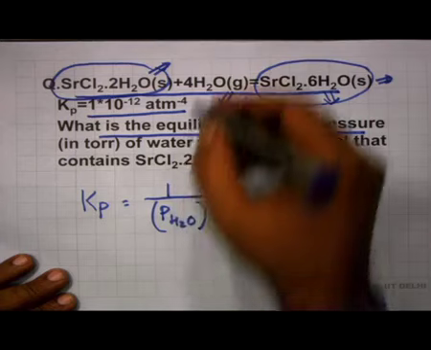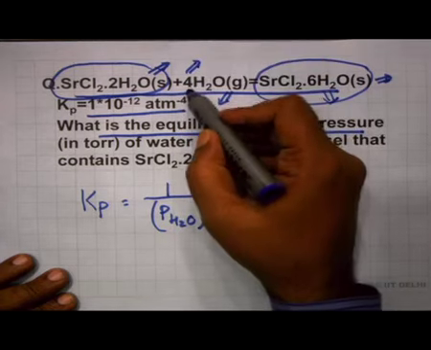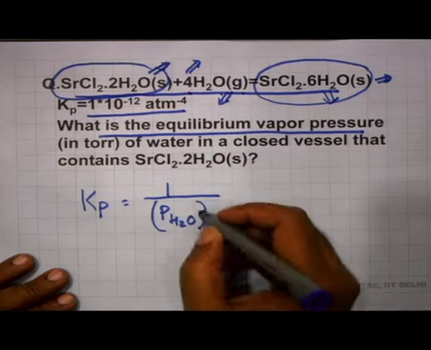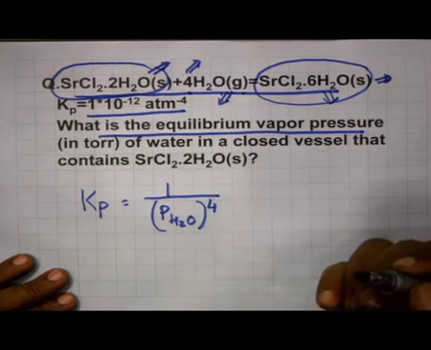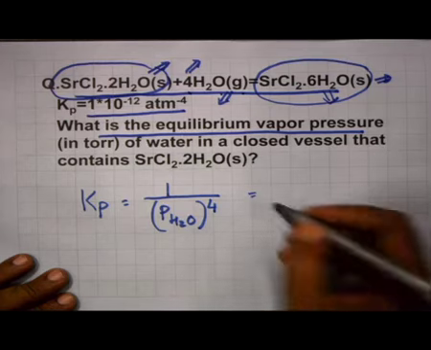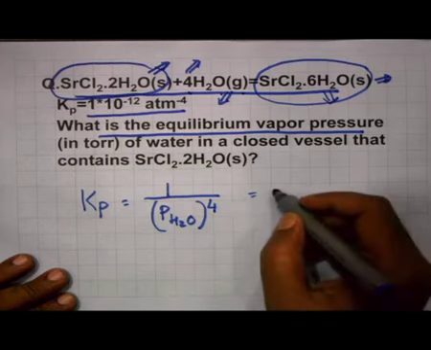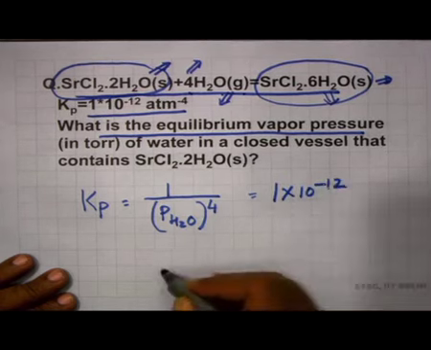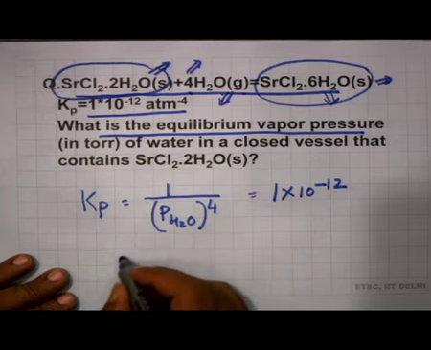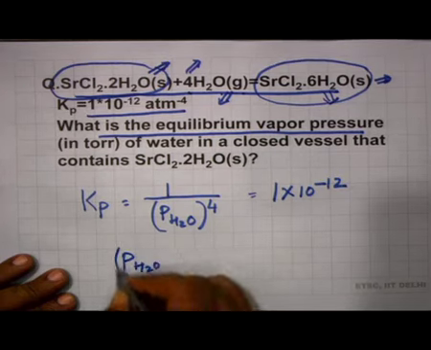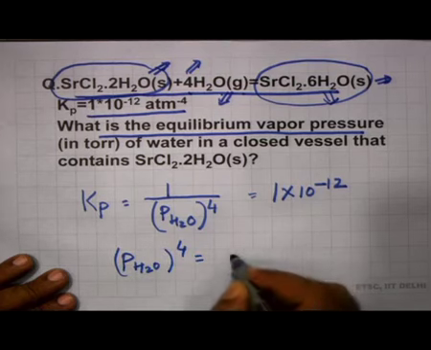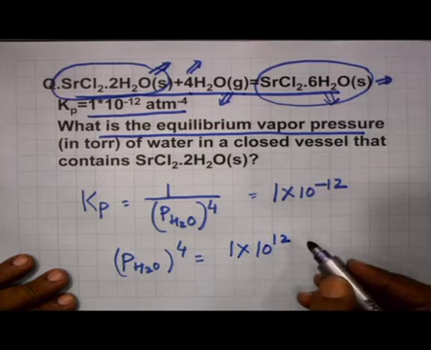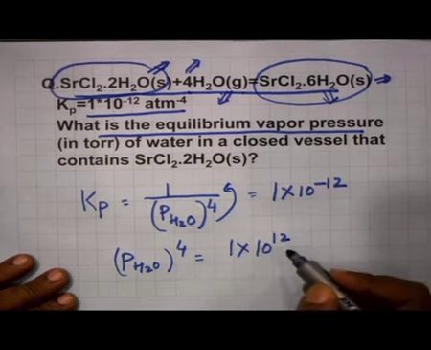What is the power here? You can see at this point it is 4. Okay, 4 is the stoichiometry of water in gaseous phase, so you just simply put 4 here, and we know from the problem that Kp is equal to 1 into 10 to the power minus 12. And so, you can simply write PH2O to the power 4 is equal to 1 into 10 to the power minus 12. Okay, I just did it this way.